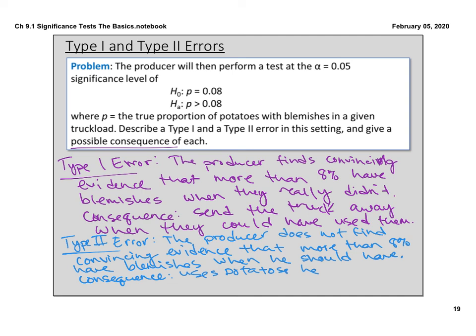Potatoes, I didn't mean to put an E there, sorry. I needed an E there. He shouldn't have, causing lower quality chips and unhappy customers. Okay, so rejecting the null when you shouldn't sends the truck away, a waste of time and resources. Failing to reject the null when you should, using a product that you maybe shouldn't be using, and then creating something that has lower quality. That's what's happening with these two errors here.